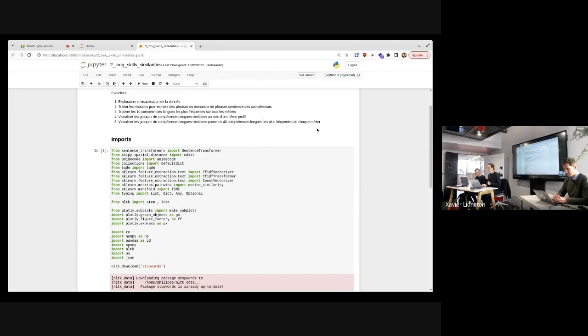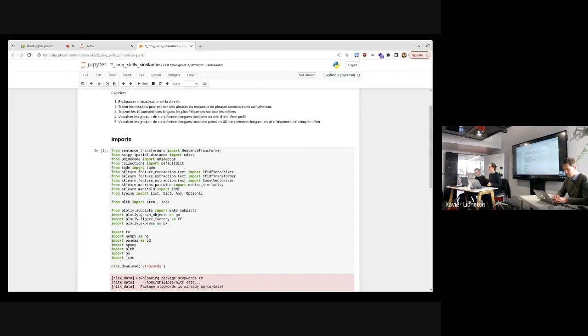And you can also look at each of the different job titles and try and find which are the most frequent skills, these long skills per job title. So there's a bunch of things that you can do. Of course, you're welcome to try and do what you want.